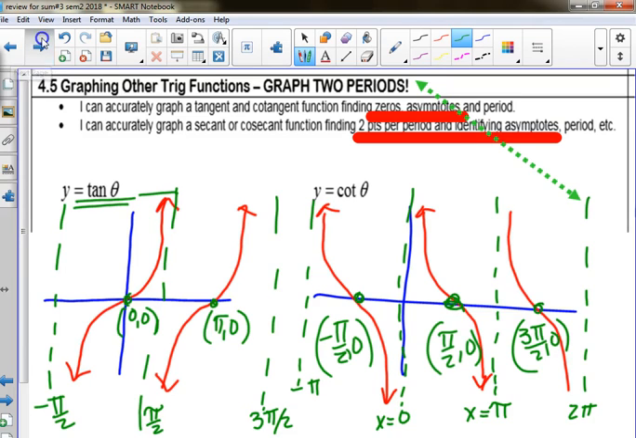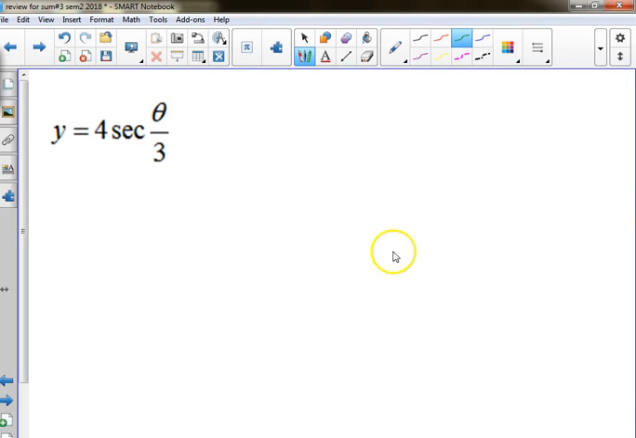All right, what about this bad boy? What am I going to graph first? 4 cosine 1/3 theta.